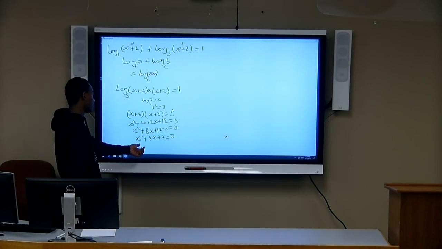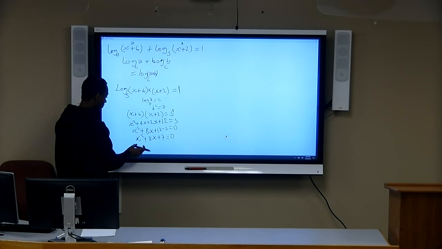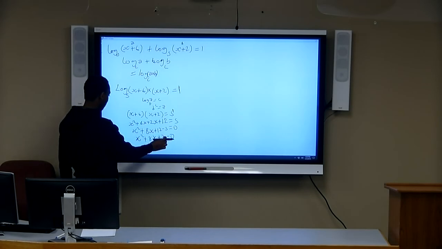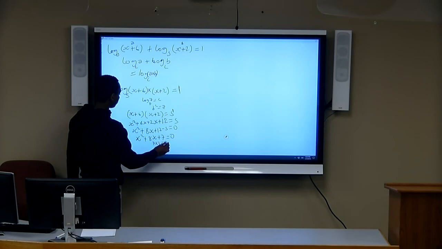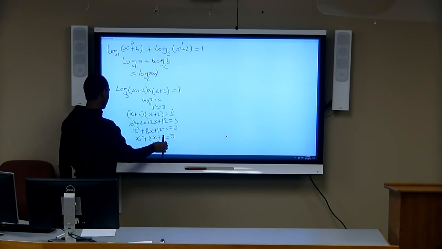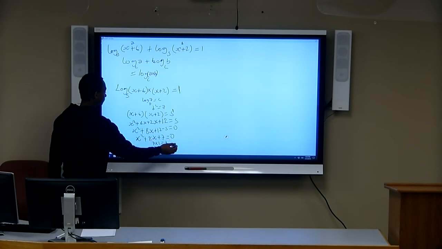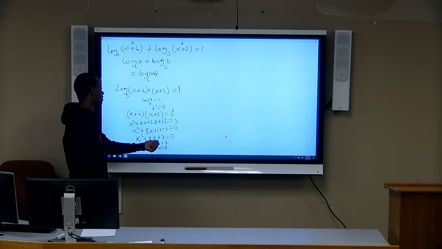This is a quadratic equation. We're going to solve this to figure out what the values of x are. So we use the factorization method. We look for two numbers that when you multiply them give you 7, and when you add them give you 8. 7 times 1 is 7, and 7 plus 1 is 8. So the two numbers multiply to give 7, which is 1 times 7, and add to give 8, which is 1 plus 7. So we replace this 8 by 1 and 7.